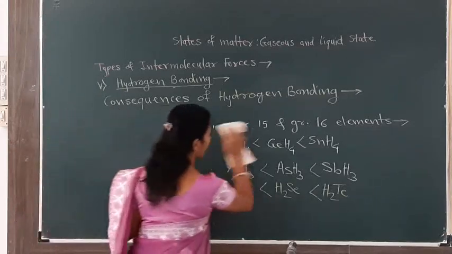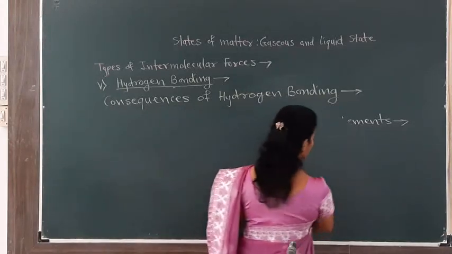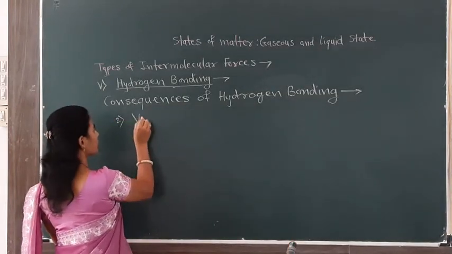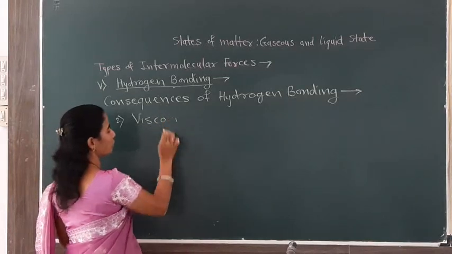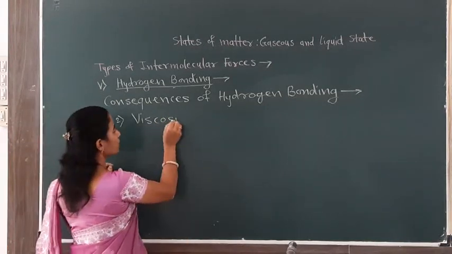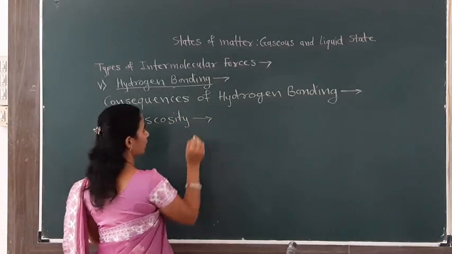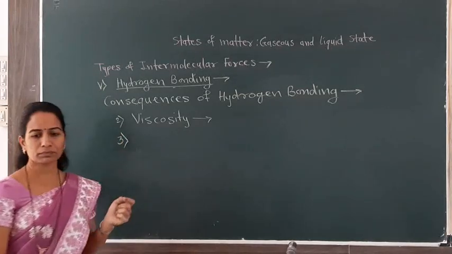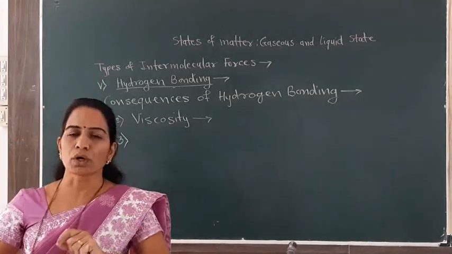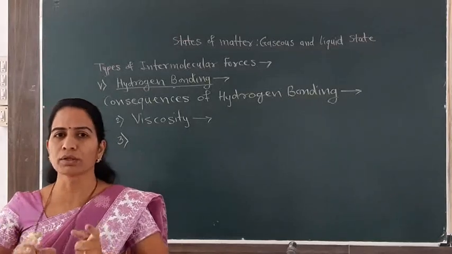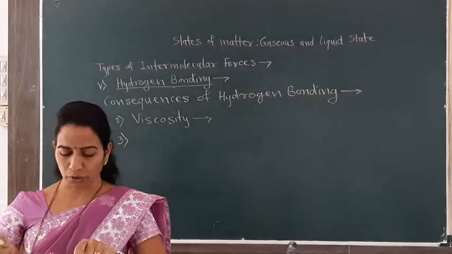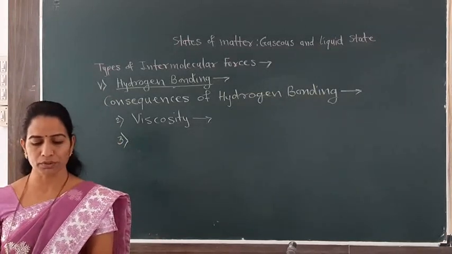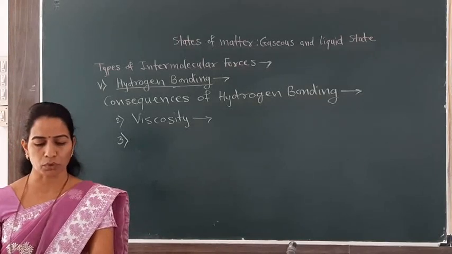Now let us see the second effect of hydrogen bonding on the property of molecule, that is the viscosity. Viscosity means the resistance to flow. Here the viscosity of molecules generally increases with the presence of hydrogen bonding. Those molecules which are having the hydrogen bonding, they will show the more viscosity than the other molecules which are not showing the hydrogen bonding.